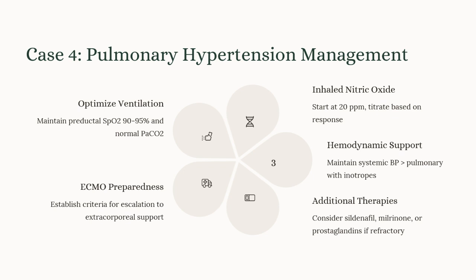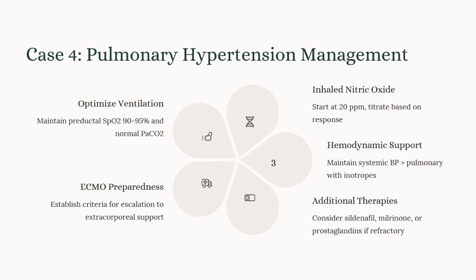Now we zero in on the real villain behind CDH, pulmonary hypertension, PPHN. This isn't just a side effect. It's what makes or breaks outcomes. Your mission: reduce pulmonary vascular resistance, support systemic perfusion, and avoid anything that worsens the shunting. Optimize ventilation, preductal SpO2 between 90 to 95%. Keep CO2 normal. Overventilation or hypoventilation, both dangerous. Start iNO at 20 ppm, then adjust.